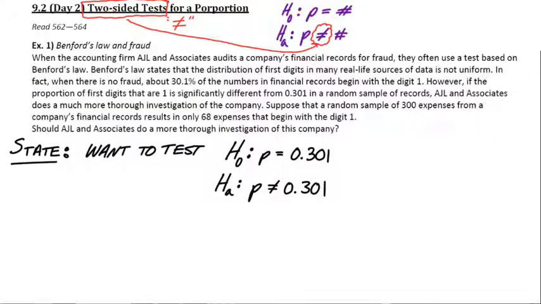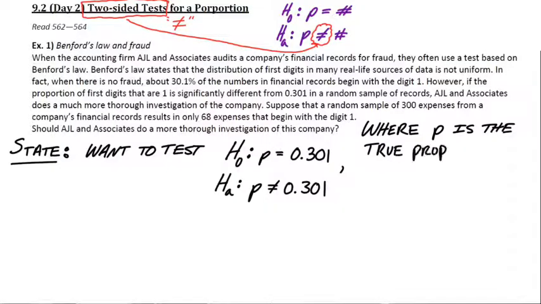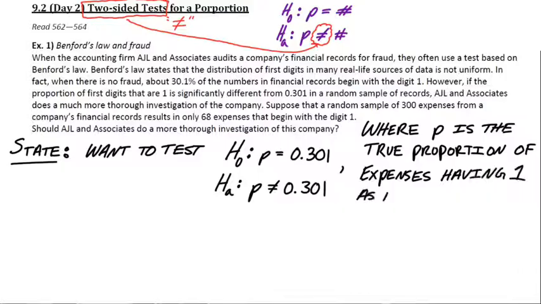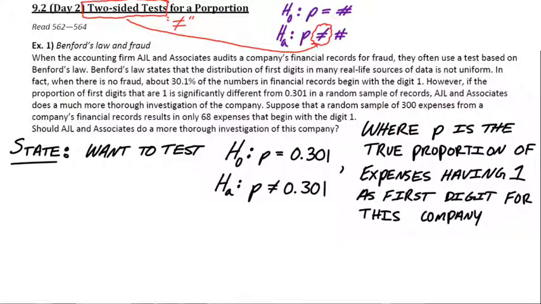The only thing that doesn't make sense yet is we haven't said what P is exactly. So we've got to make a statement here. We can say where P is the true proportion of expenses having a 1 as the first digit. And then we need to be just a little bit more specific because we're actually looking at an individual company, wherever they obtained this data from, right? So for whatever this company is. They didn't name it, but for whatever this company is.